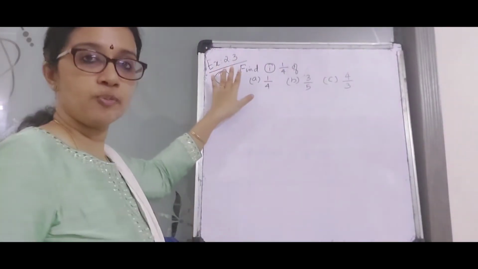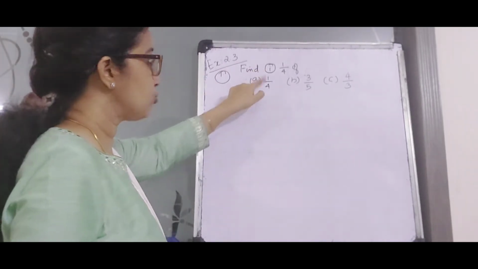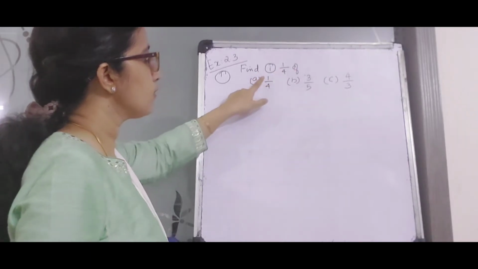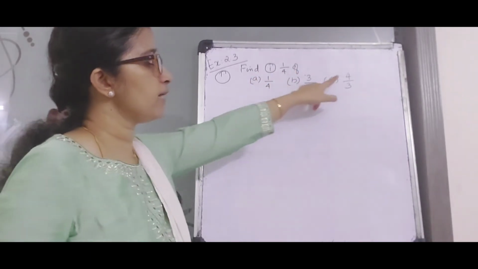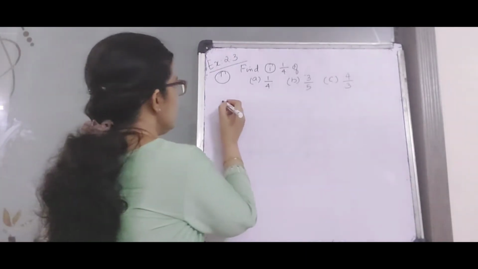So in exercise 2.3, the first question is: find. Out of that, two parts are there. In the first part, 1 by 4 of 1 by 4, 3 by 5 and 4 by 3. Okay, so let's solve the first one.